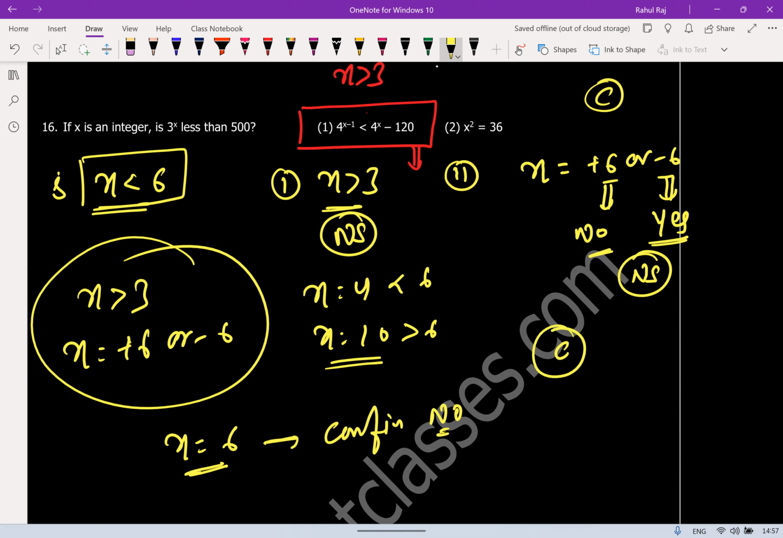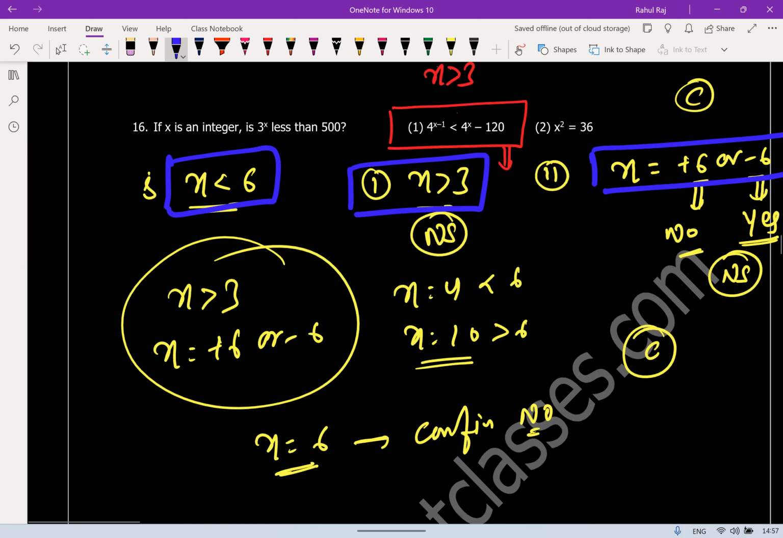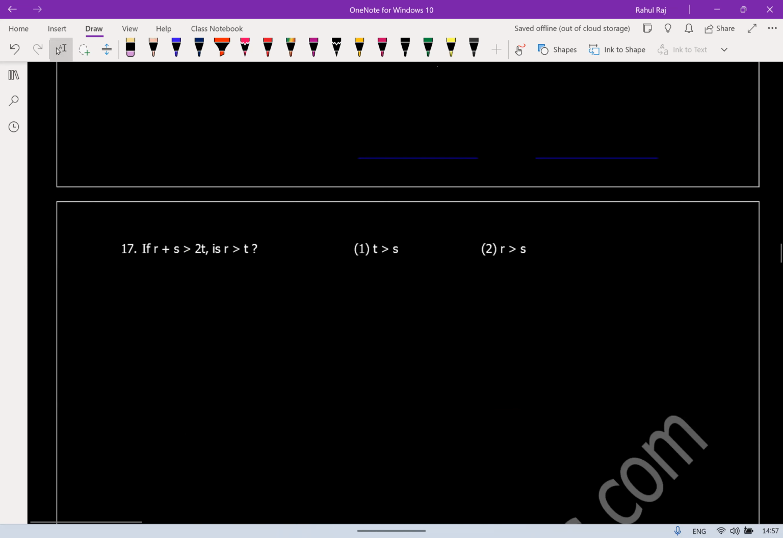So it is C. So imagine, the question they have twisted a lot, but technically this is what the question is: is x less than 6? Statement number 1 says x is greater than 3. Statement number 2 says x is equal to plus 6 or minus 6. That's all. So if you can simplify the question, it becomes very simple. Very simple technically. Am I right? Any problem? Anybody? Please tell.